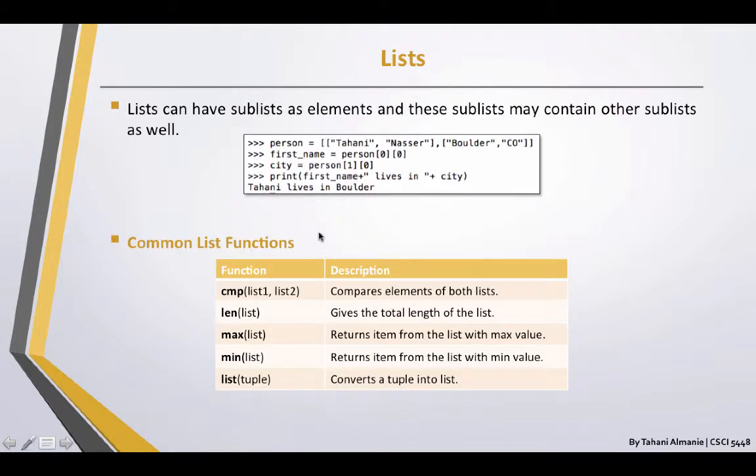Common list functions are the following: cmp to compare two lists, len to get the length of the list, max gives you the maximum value, min the minimum value, list of tuple converts a tuple into list.